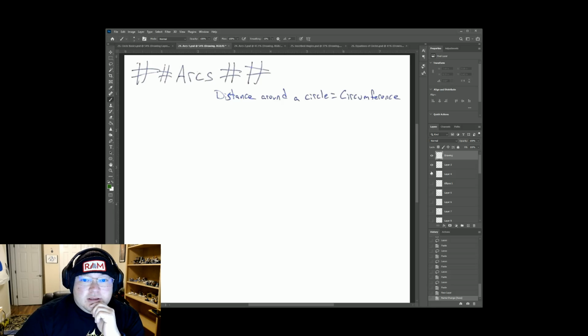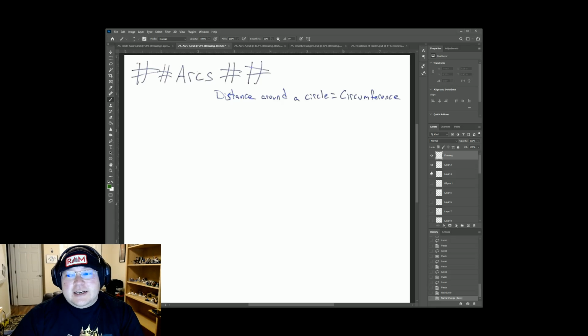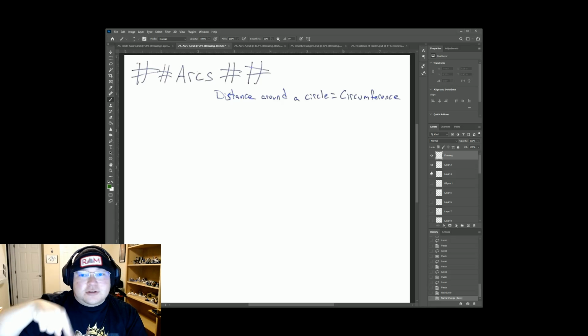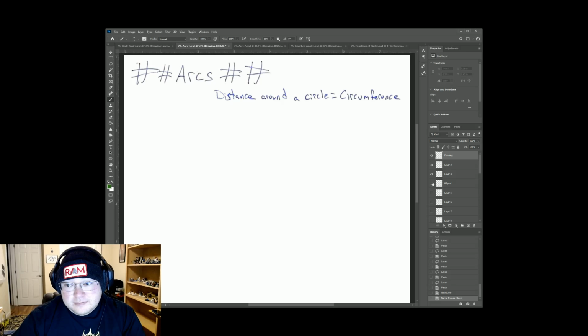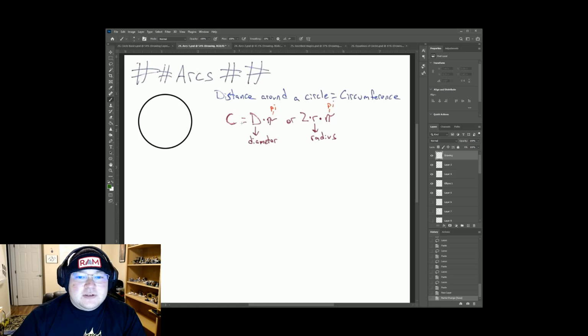Just in case you forgot, the distance all the way around a circle, that's called the circumference. Boom, that's a circle. The circumference is equal to d times pi, and d stands for diameter. And remember, the diameter is all the way across, through the middle. Something like that, right?